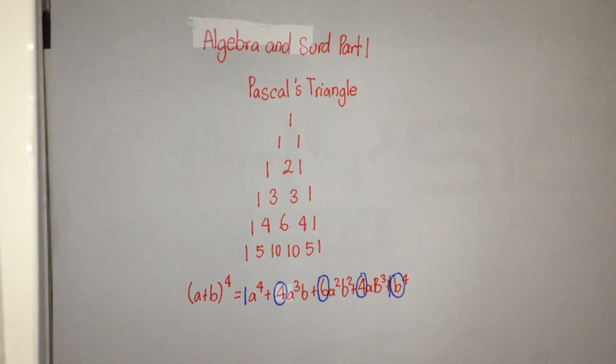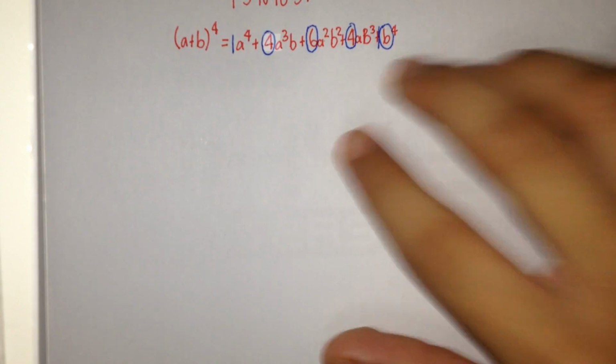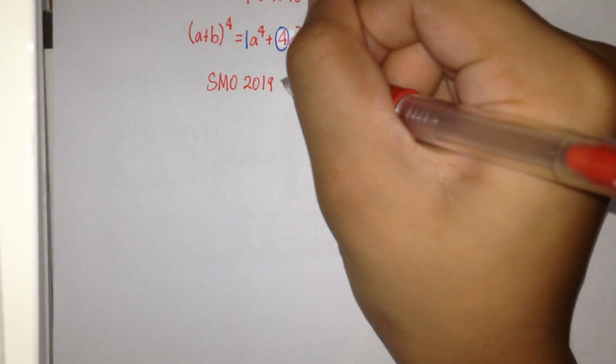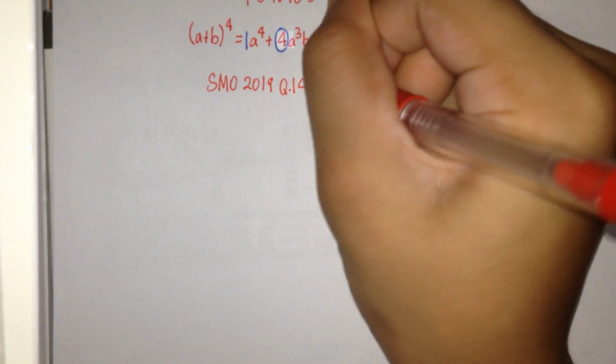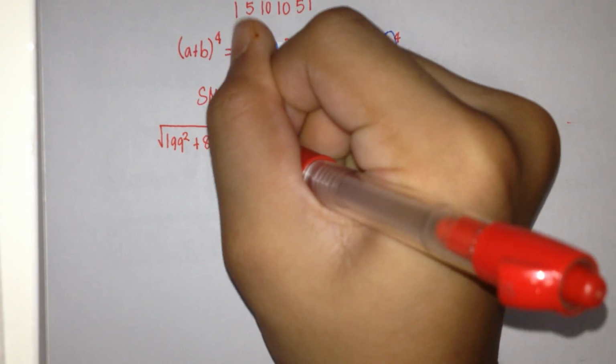Now let's go to the first question. The first question is taken from SMO 2019, question number 14. Now, SMO stands for Singapore Mathematical Olympiad, and I'm going to show you how to solve these questions. Here's the first question. Root 199 square plus 800. That is all.